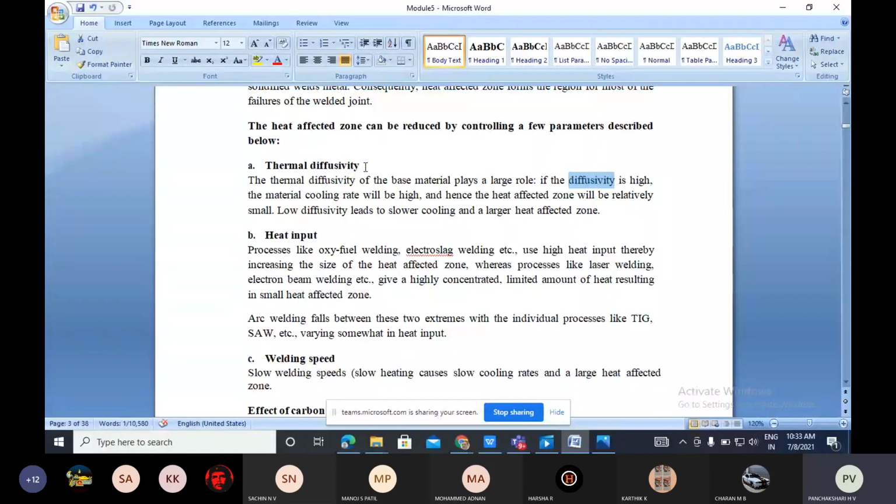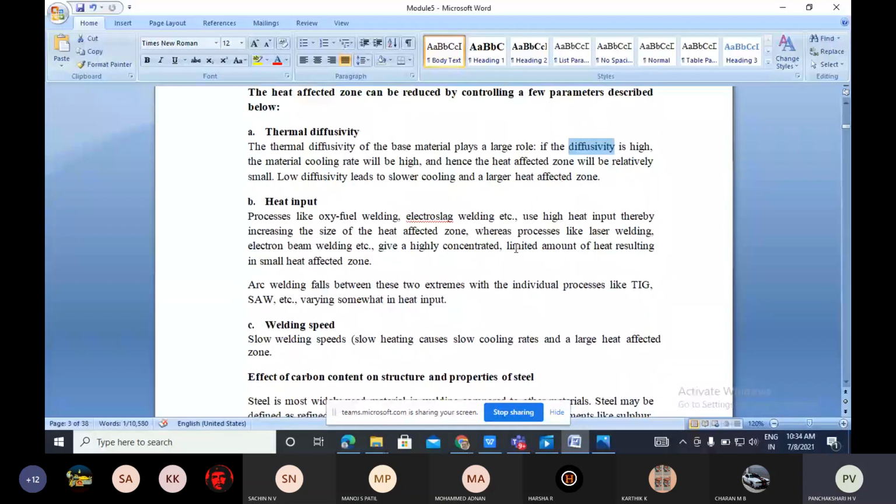One more: the spread of heat can be minimized by controlling the spread of the arc. I will give an example. If the electrode is lifted from the work material, actually we have to maintain a gap of 1.5 to 3 millimeter between the workpiece and the electrode. The gap should be 1.5 to 3 millimeter.